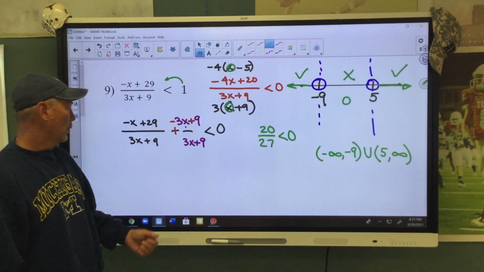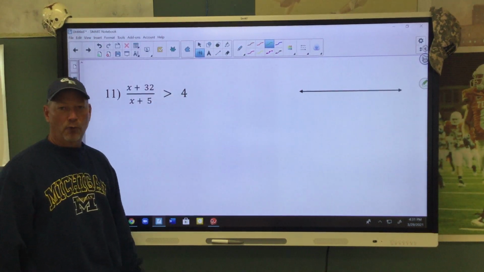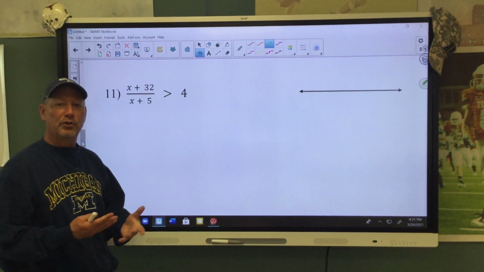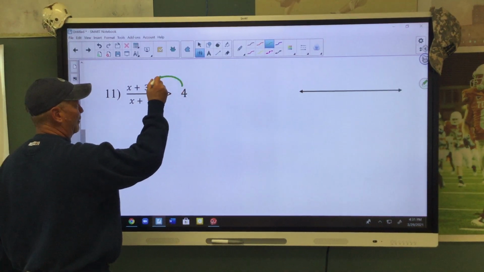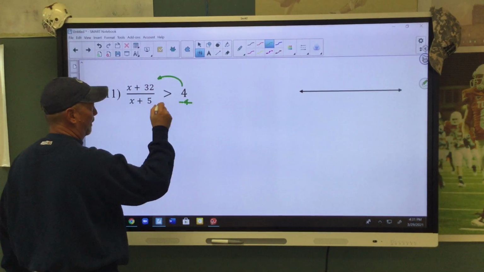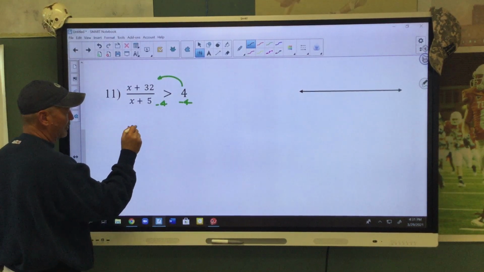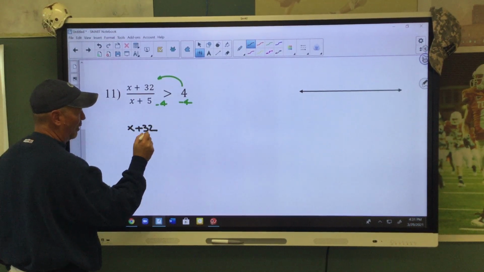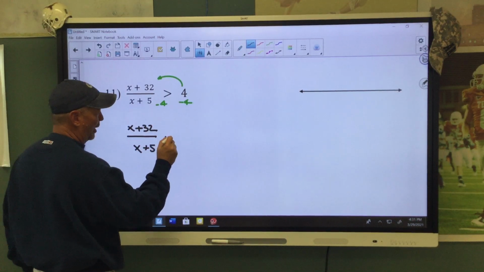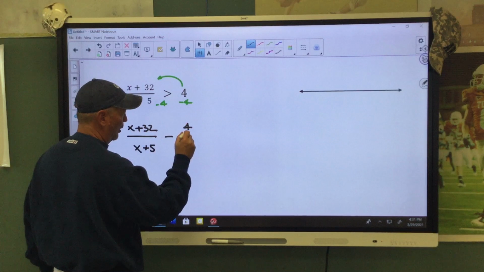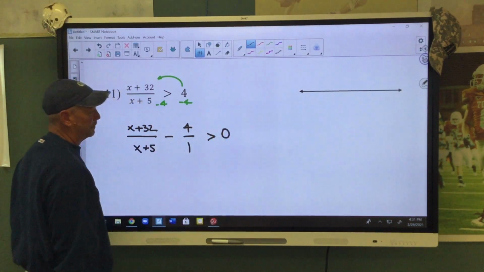Good? One more. Okay, it's not a 1, it's a 4 this time. But you still have to move it so you get a 0 on the other side. So we're going to move this and we're going to subtract 4. So I have x plus 32 over x plus 5 minus 4 over 1 will be greater than 0.